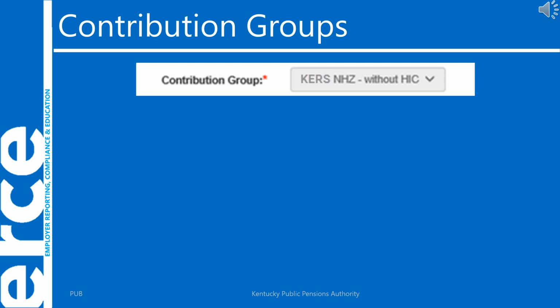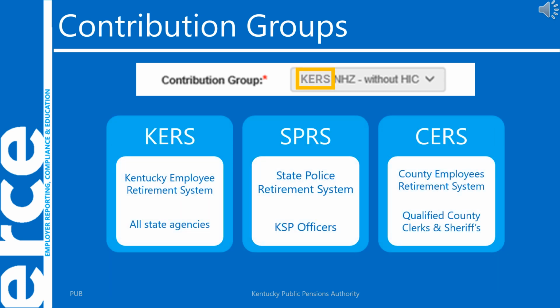retirement. There are 3 parts to the contribution group label as we see it at KPPA. The first part tells which retirement system your agency and the employee participates in and is automatically added to the label in the details. KERS indicates the employee and employer is under the state retirement plan. SPRS show that the employee is an officer of the Kentucky State Police. And CERS covers the employees of the county clerks and sheriff's offices.